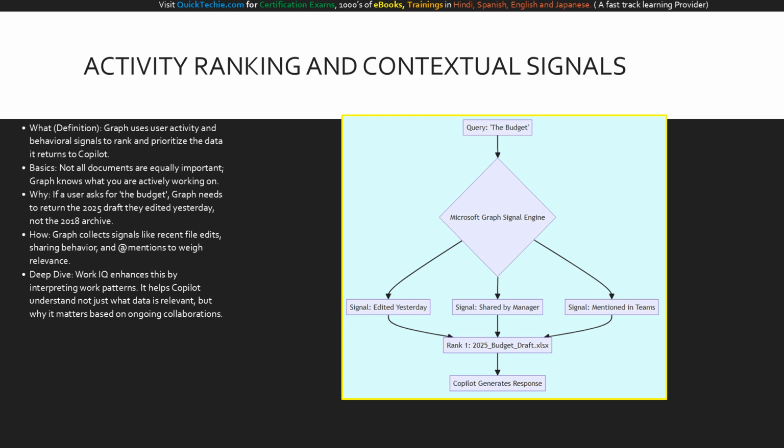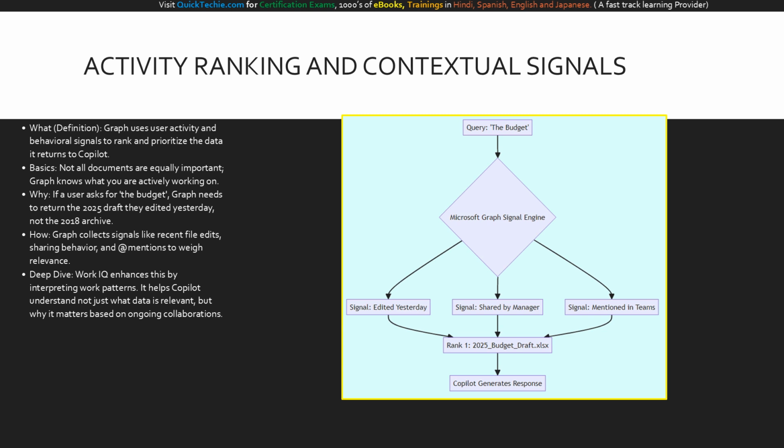It ensures that the Excel file you edited yesterday is ranked at the very top, while the archived 2018 budget is ignored. Furthermore, an intelligence layer called Work IQ helps interpret these patterns, teaching Copilot not just what files exist, but why they matter to your current workflow, resulting in hyper-personalized assistance.